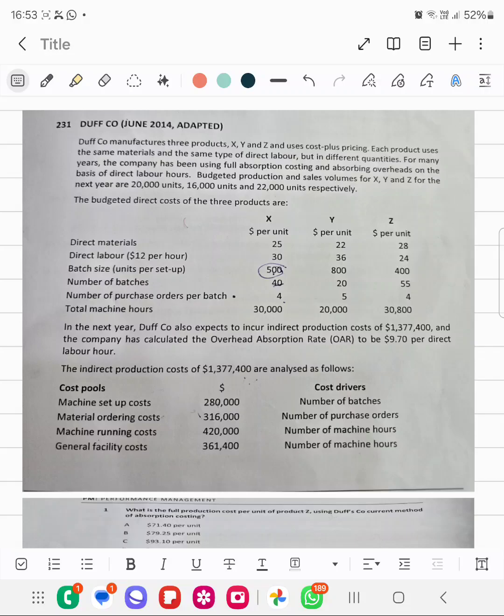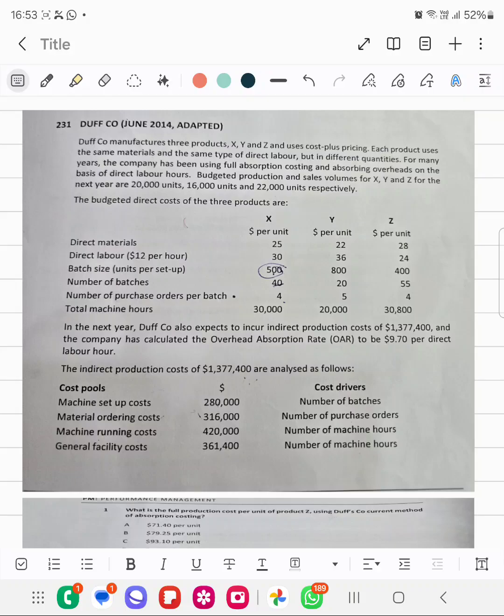Let's start with another question, which is Duff Company. Duff Company manufactures three products X, Y, and Z. It uses cost plus pricing. Each product uses the same materials and the same type of direct labor, but in different quantities. For many years, the company has been using full absorption costing and absorbing overheads on the basis of direct labor hours. Budgeted production and sales volume for X, Y, and Z for the next year are 20,000, 16,000, and 22,000 units.